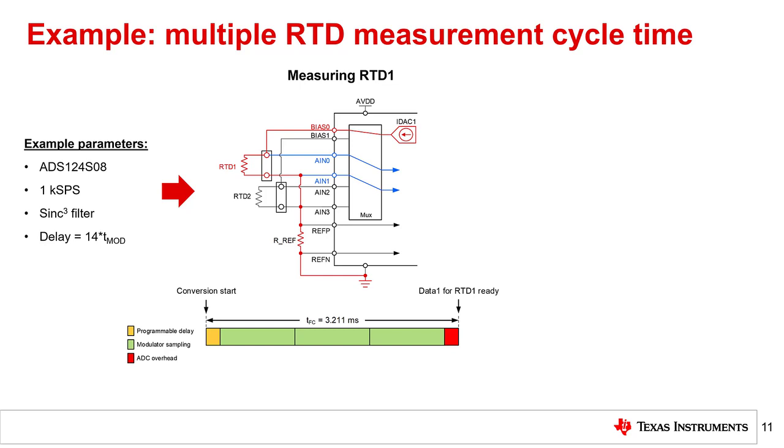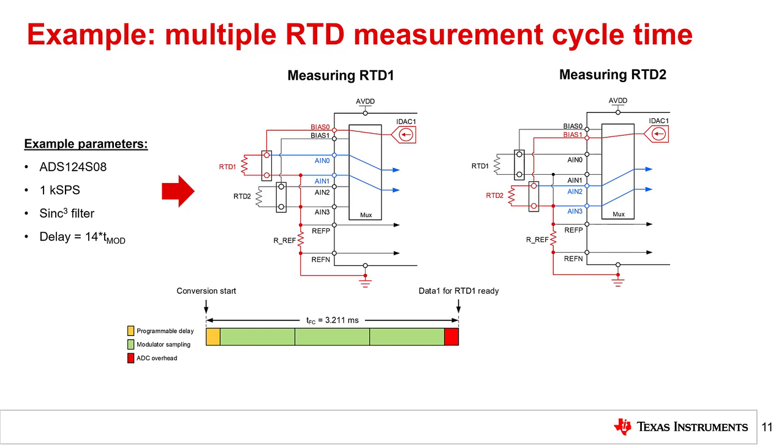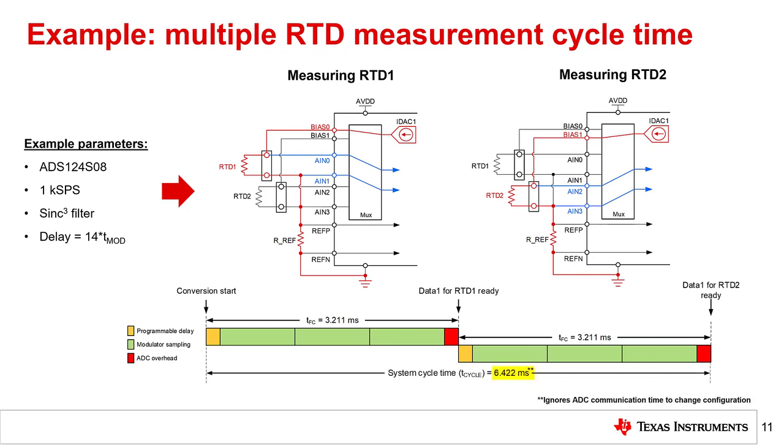Let's now measure RTD2. Shown on the right is the bias path for RTD2 in red and the measurement path in blue. In this case, the IDAC is output on bias 1 and the ADC measures between AN2 and AN3. When we start the second conversion, the latency for measuring RTD2 is the same as the latency for RTD1. This is because the data in the ADC digital filter must be completely flushed out before new data can be processed. Ultimately, the total cycle time to measure both RTDs is 6.422 milliseconds.